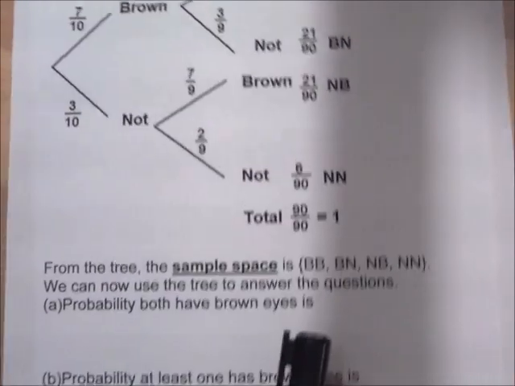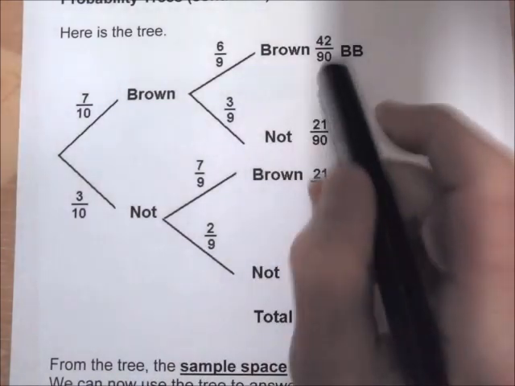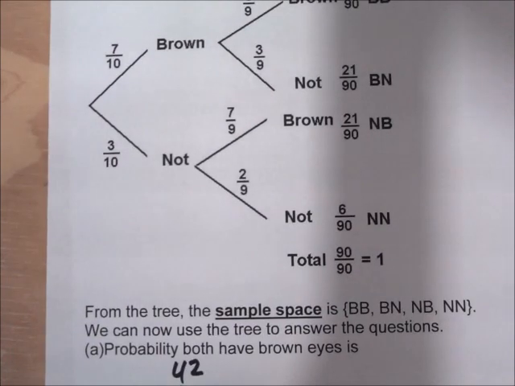Okay, so the probability they both have brown, well, that's this number here, 42 out of 90. Just read that off the tree. That's 42 out of 90. And we can divide top and bottom by 6 to reduce it. 7 out of 15.